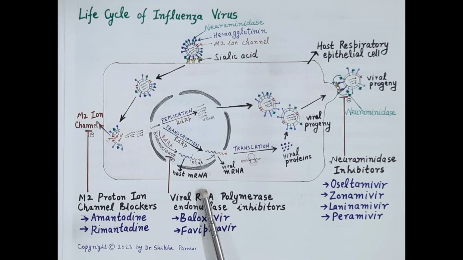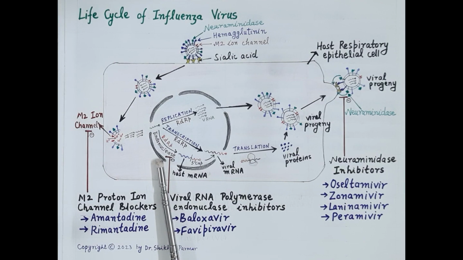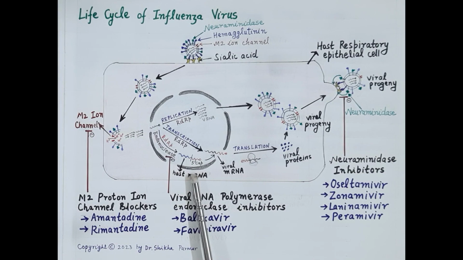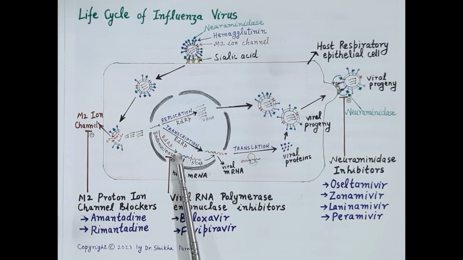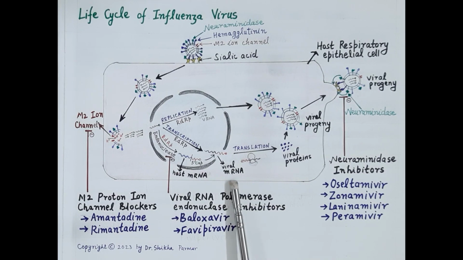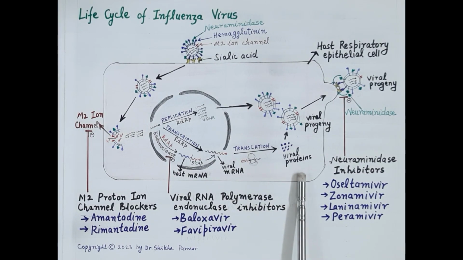So, very important to understand here that the enzyme endonuclease of RNA-dependent RNA polymerase cuts the 5' cap of the host messenger RNA, and on this 5' cap the viral messenger RNA is synthesized by this RNA-dependent RNA polymerase. So, this is how, by the use of the enzyme endonuclease, this RNA-dependent RNA polymerase synthesizes the viral messenger RNA, which further translates to produce the viral proteins.